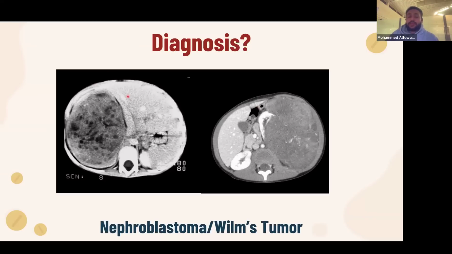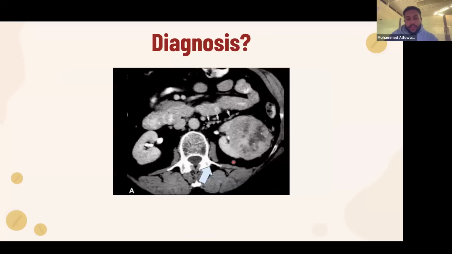On imaging, you can see a very big mass. It can affect either kidney. In this case, this is the left kidney that's affected, and this is the right kidney. Sorry, this is the right kidney, this is the left kidney. In this case, the right kidney is normal. So this is a nephroblastoma or Wilms tumor.